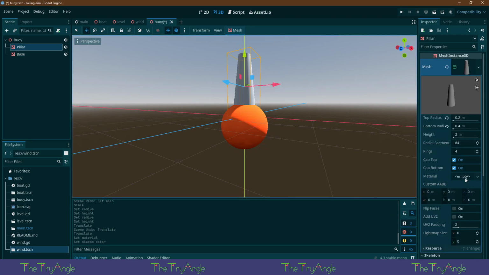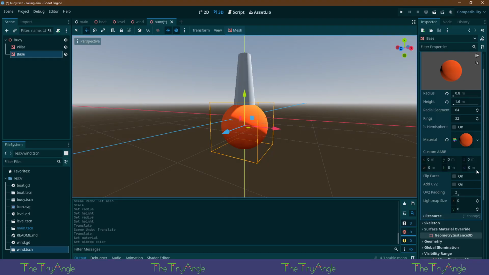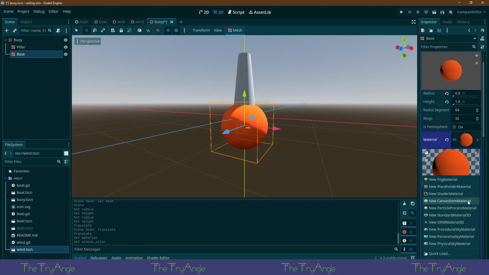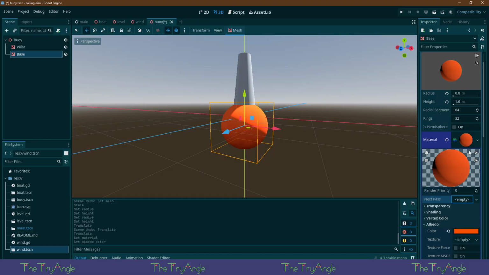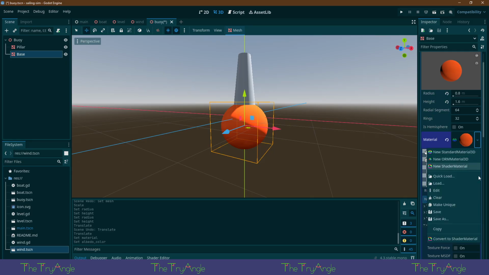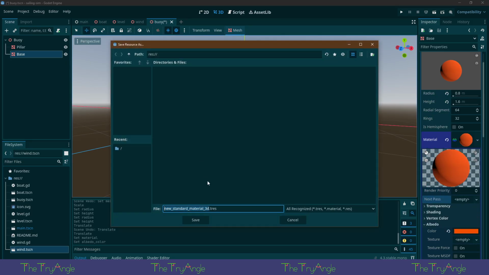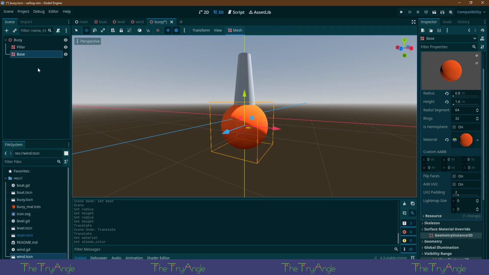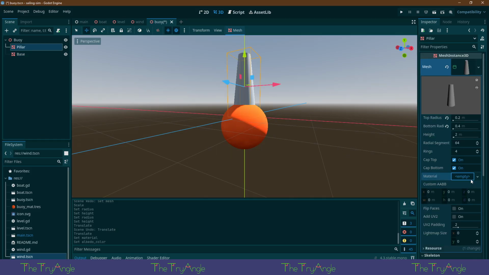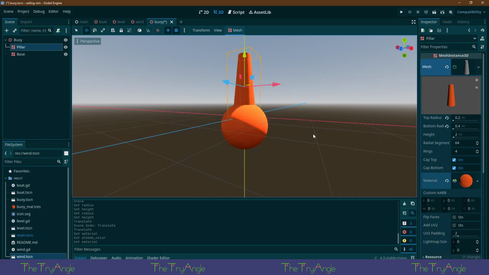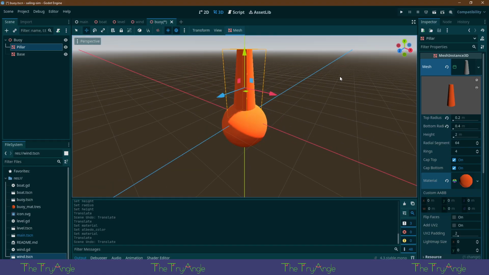And the pillar is actually, what we should do is, whoa. We should save the material. And for the pillar, we're going to use the same one. Cool. Oops. All right, neato.